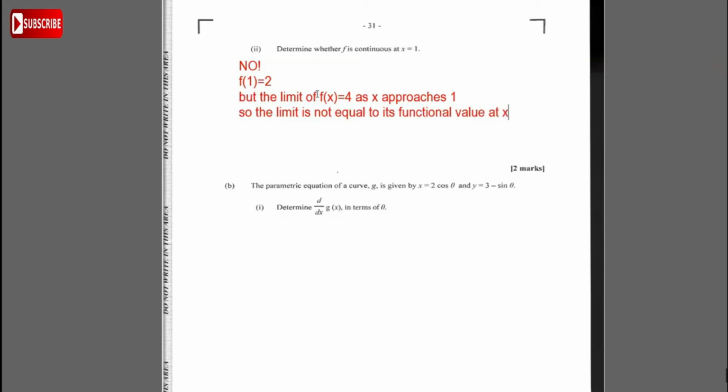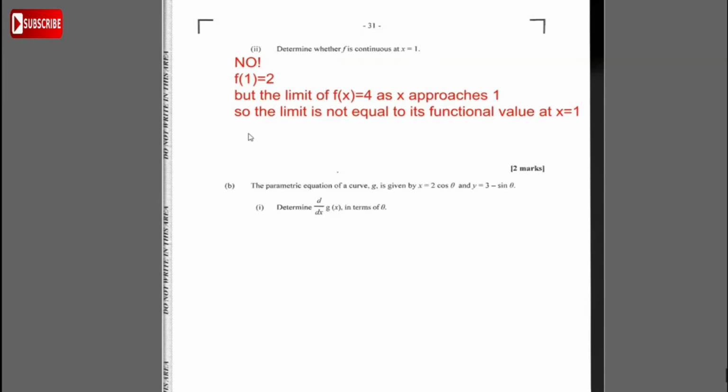At x equal 1, the limit is 4, but f of 1 is 2. So it is not continuous.